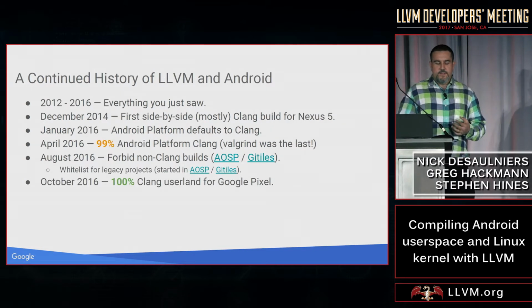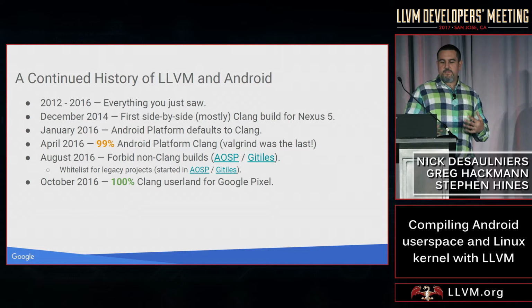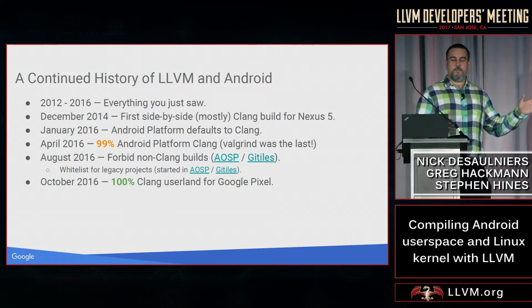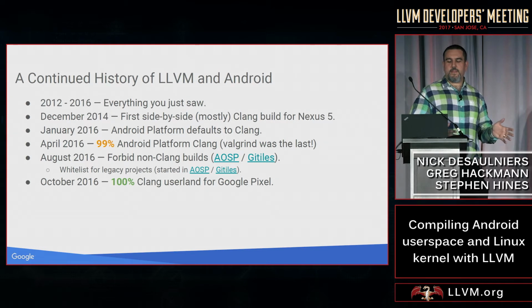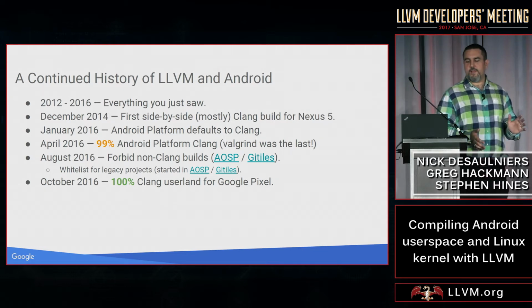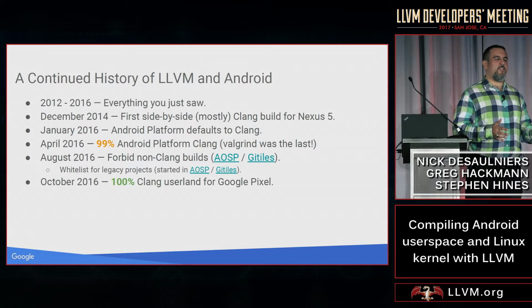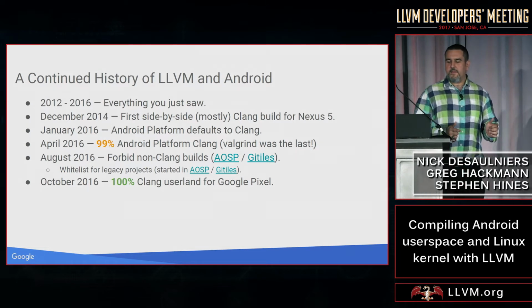So the rest of the history, 2012, 2016, we basically covered that in those bugs. And now I go back in time a little bit. 2014 is when we mostly had the first side-by-side build of this working for Nexus 5. And it really had a lot of things turned off, but that's OK.